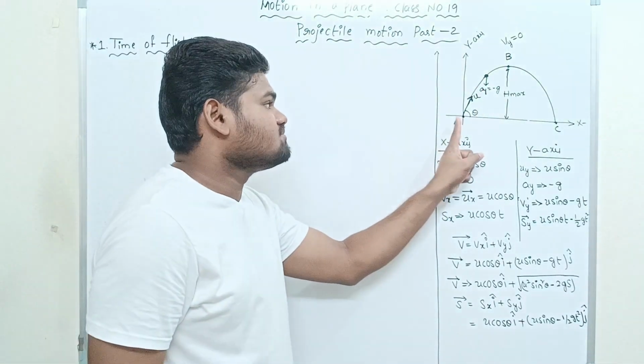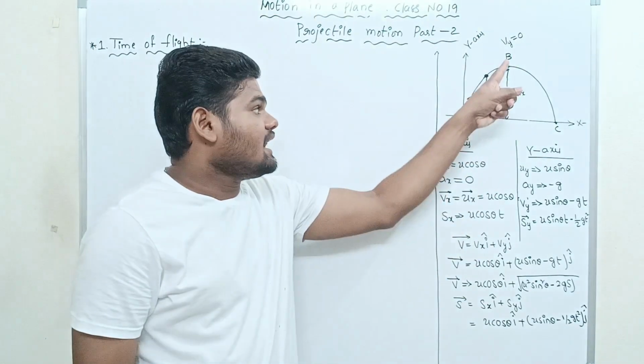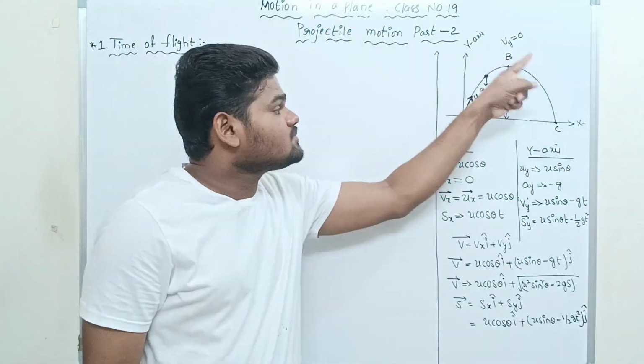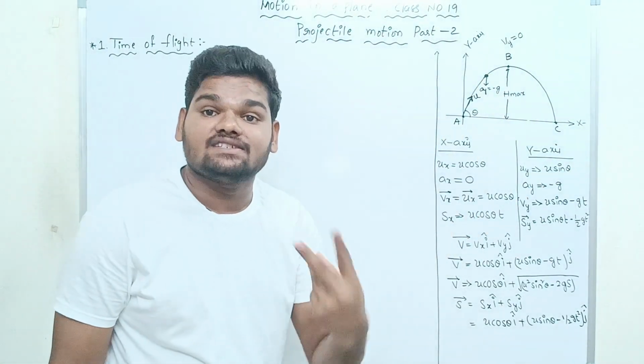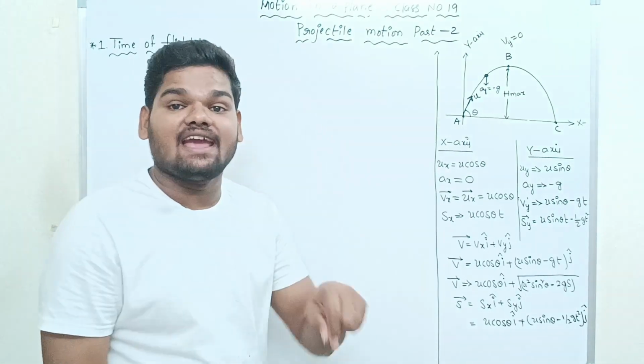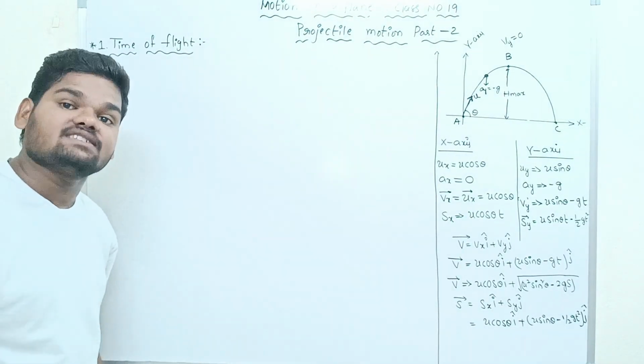So whenever the object is moving from point A to point B, its vertical velocity component will decrease. At point B, maximum height, its final velocity is 0. When the object is moving from point B to point C, again its velocity will increase. Which velocity? The final velocity component along the vertical direction, right? So this is what we discussed in the previous lecture.